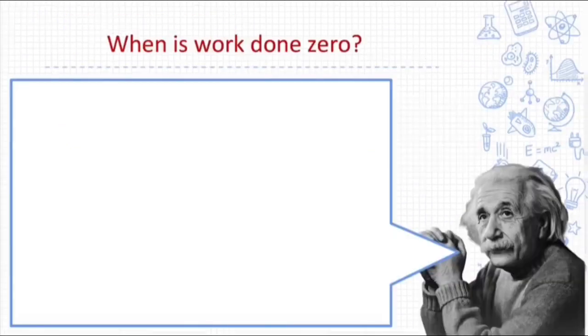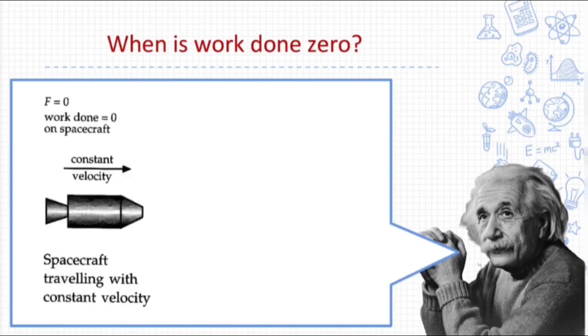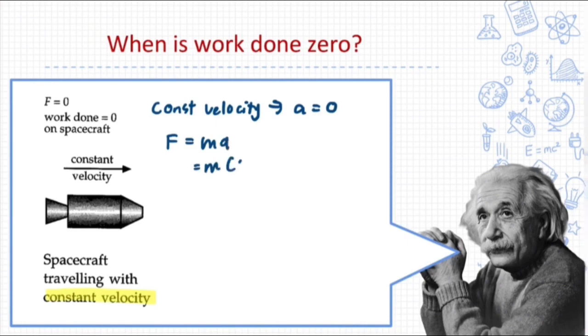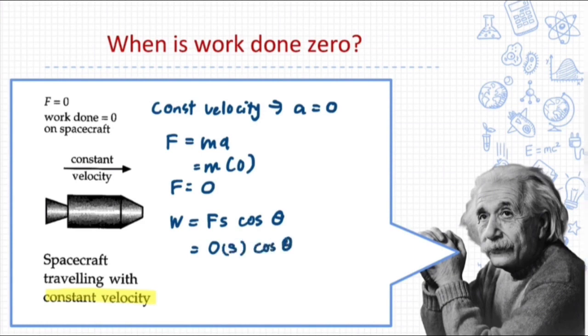Okay, the question now is, when is work done 0? Let's look at the first example. We have a spacecraft which is traveling with constant velocity. So we know previously that if something is traveling with constant velocity, then the acceleration will be equal to 0. And if acceleration is 0, remember that F is equal to ma. So in this case, our acceleration is 0, so the force will also be equal to 0. And then we have to find the work done. So work done is equal to Fs cos theta, and our force is 0. So substitute in 0 here, and finally, we will get work is equal to 0 joule.